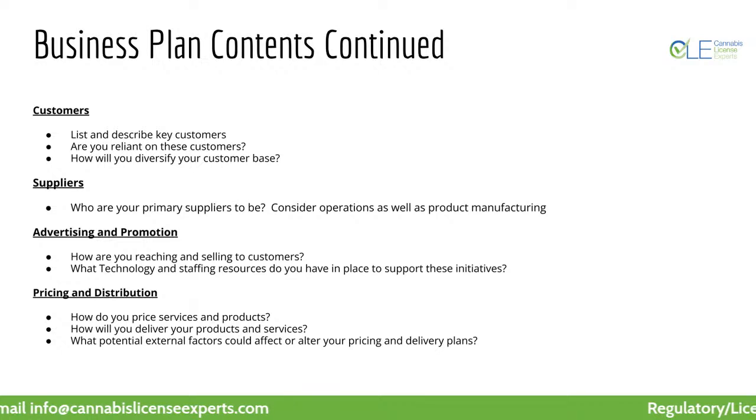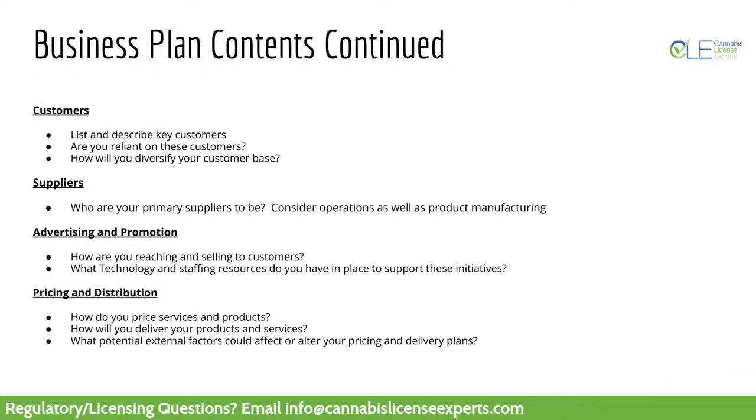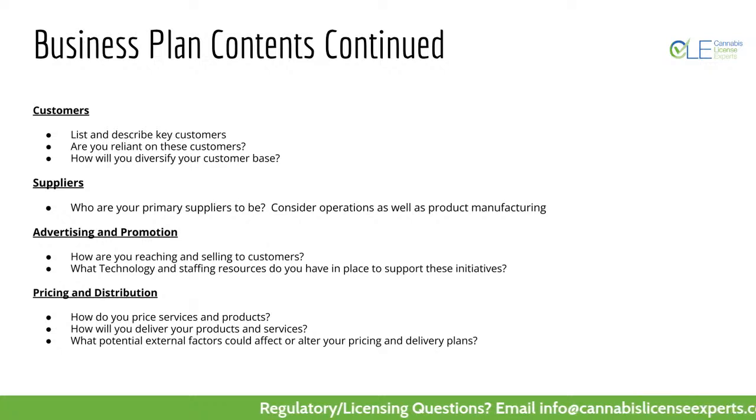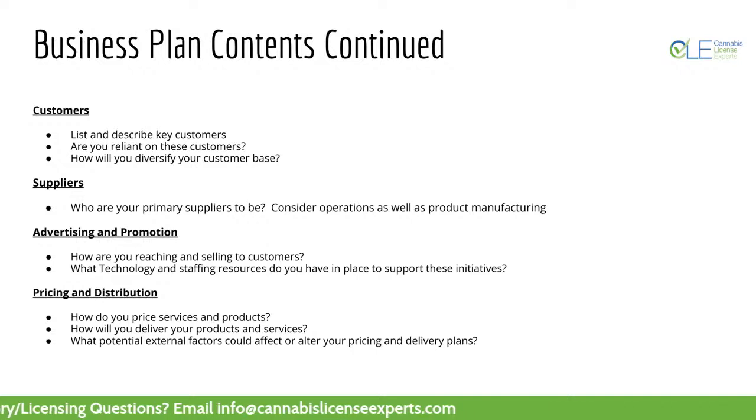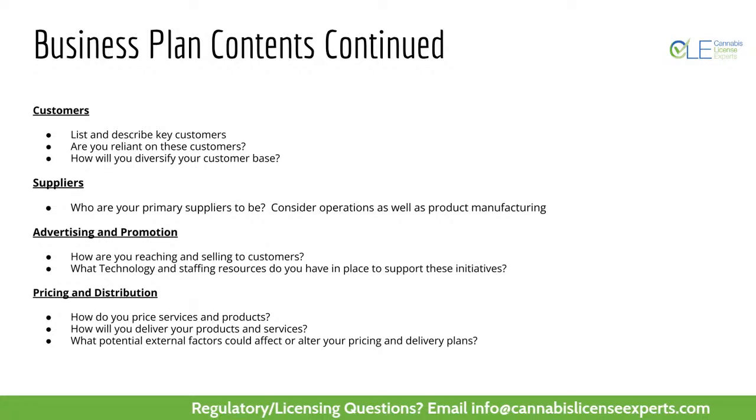And then, never to be forgotten about, is pricing and distribution. How do you price your services and products? How will you deliver these products and services? And what potential external factors could affect or alter your pricing and delivery plans? A good example of this, again, over the last few months was the challenges that we saw in BC while they were in an ongoing labor strike, and how their provincially controlled wholesaling was able to pivot or not pivot, depending on how people perceive what happened out there and how it was tackled.